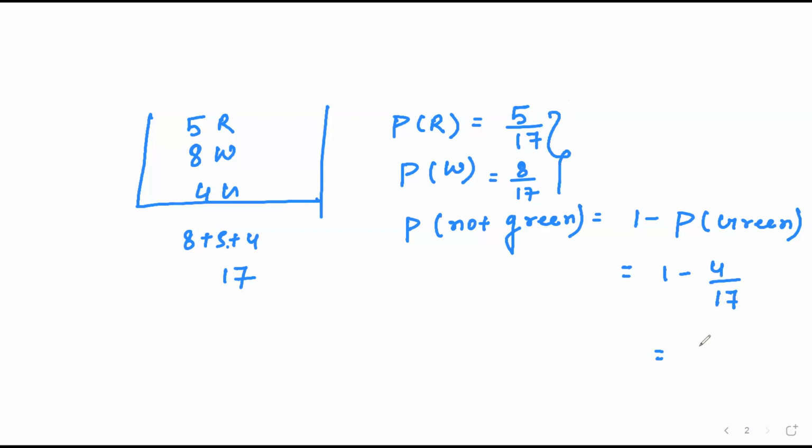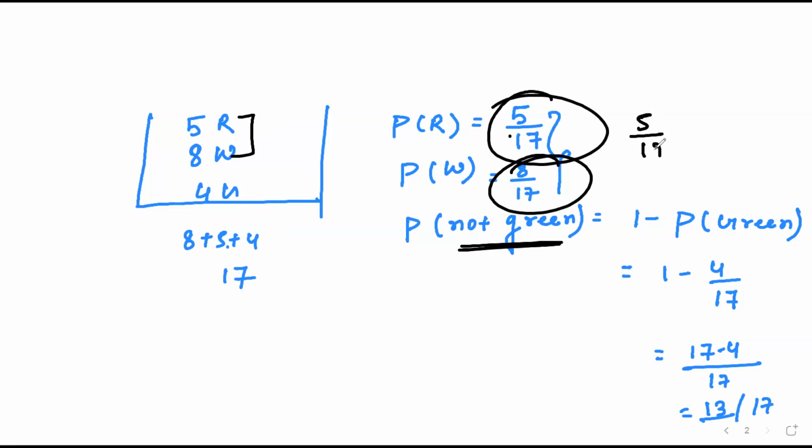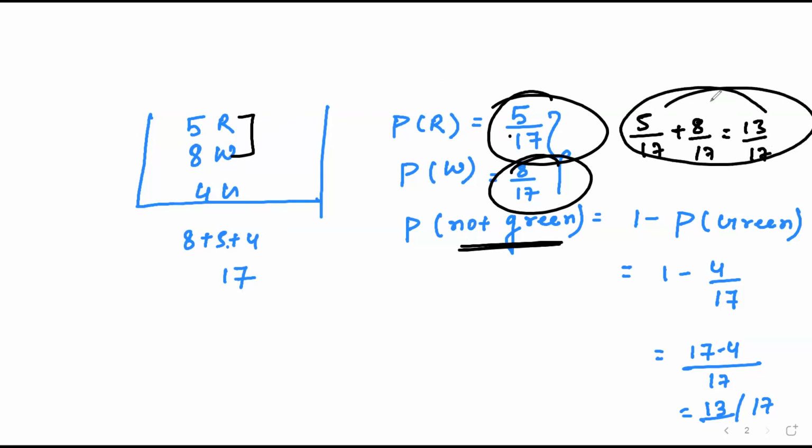So let's do it our way. We will check it after a while. But 17 minus 4 is 13, so 13 over 17, right? We are getting 13 over 17. Now, if you understand the concept, then from here only you can say that probability of not green means red and white. And red and white together is this and this. If you add this and this, it is 13 by 17 only. So this is just the concept, but please do it the straightforward way. Okay?